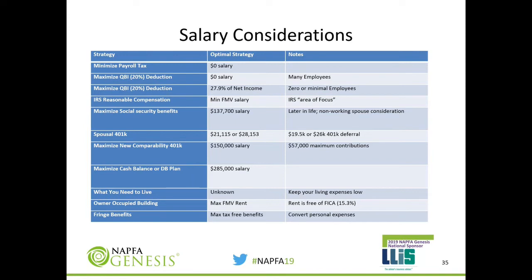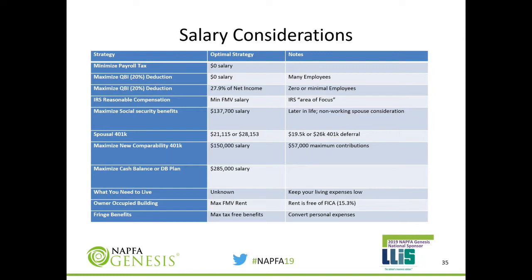So strategy number one, minimize payroll tax. This is the most common one I see. Obviously, you'd pay yourself no salary if you could. Now you can't do that because of number 4, IRS reasonable compensation, at least for an S Corp. Of course, if you're a partner in a partnership, an active partner, all of your income is subject to payroll tax. But theoretically, to minimize payroll tax, you want that salary as low as possible.